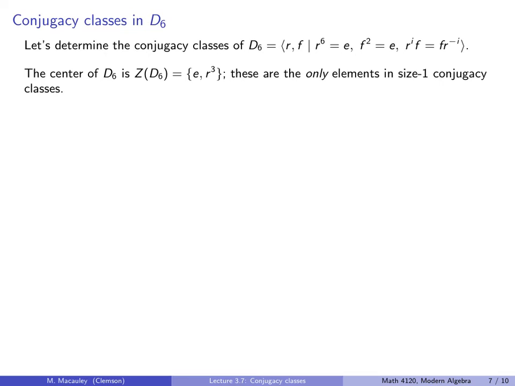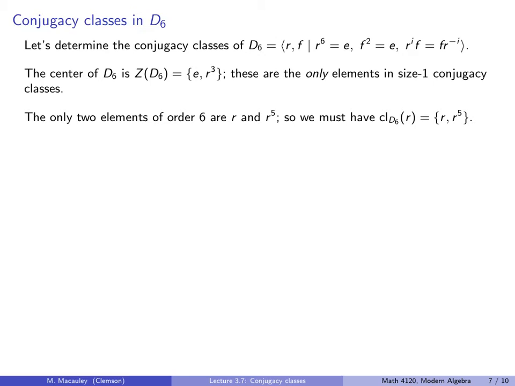Now, the center of D6 consists of the elements E and R cubed. Remember, R cubed is in the center because R cubed F equals F R cubed by this relation. So R cubed commutes with not only R, but also with F, and therefore with all elements involving R and F. Next, the only two elements of order 6 are R and R to the fifth. Now we know that R does not commute with everything, i.e. R is not in the center. So the conjugacy class of R must have at least two elements, and all elements in this conjugacy class have the same order. So the only other possibility is that R and R to the fifth must be in their own conjugacy class. So we can conclude this right away.